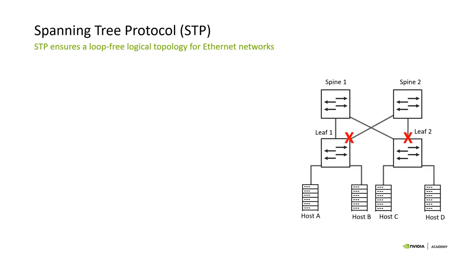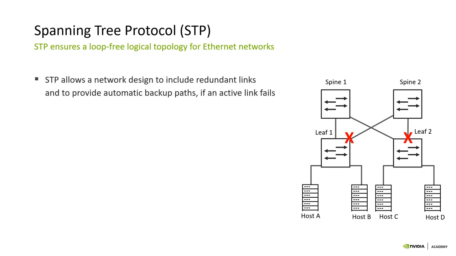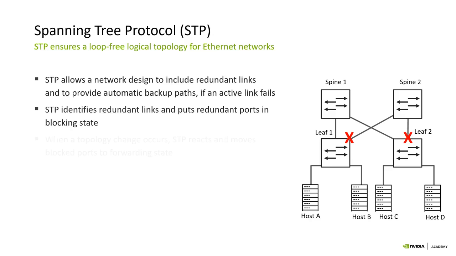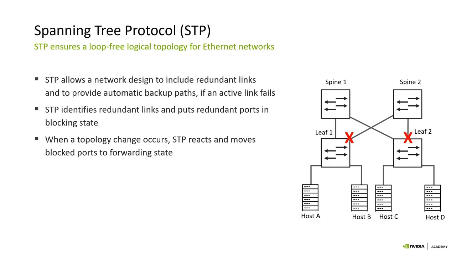Spanning Tree Protocol, or STP, ensures a loop-free logical topology for Ethernet networks. It allows a network design that includes redundant links and provides automatic backup paths if an active link fails. STP achieves that by identifying redundant links and putting the redundant ports in blocking state. Then, when a topology change occurs, STP reacts and moves blocked ports to forwarding state. It is important to mention that the convergence time of STP is between 30 to 50 seconds, during which data traffic is not served.